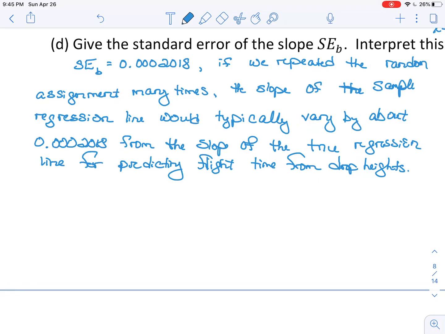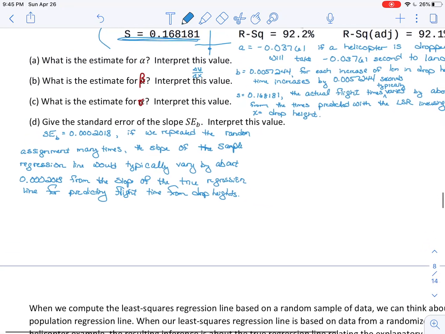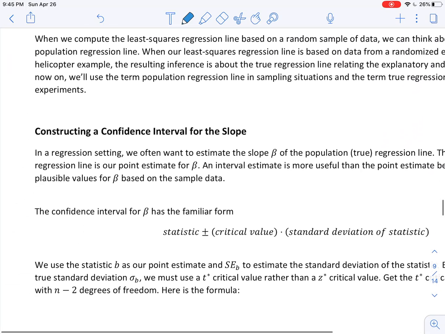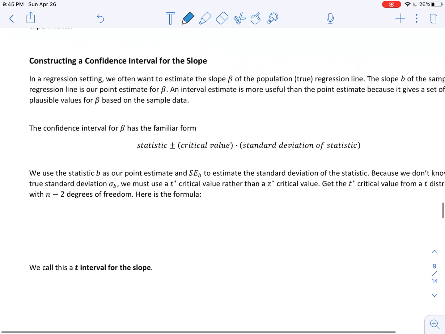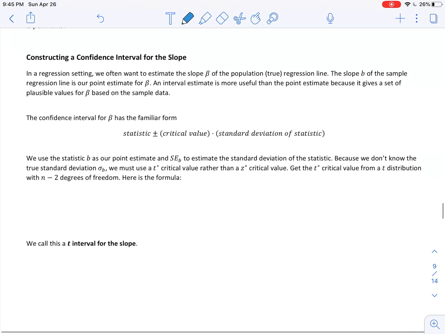Okay, so we again are planning to do inference for the population regression line. Actually, I think I'm just going to leave it at that. This is what all these values are.